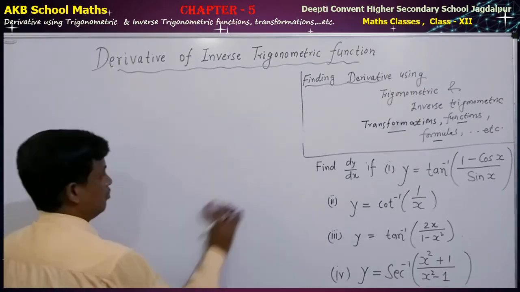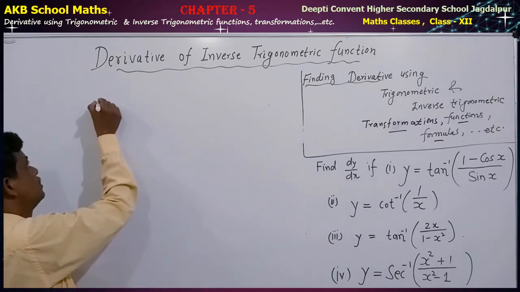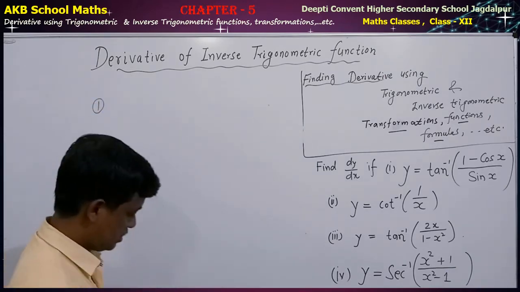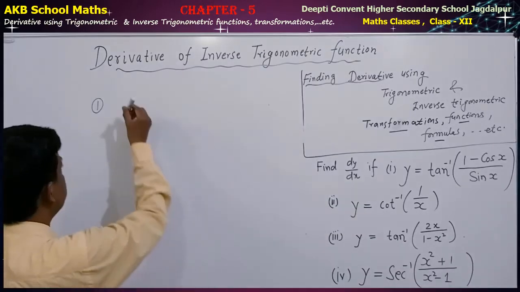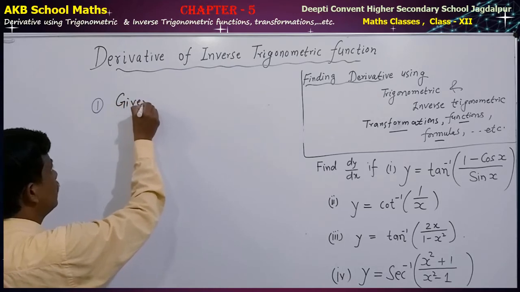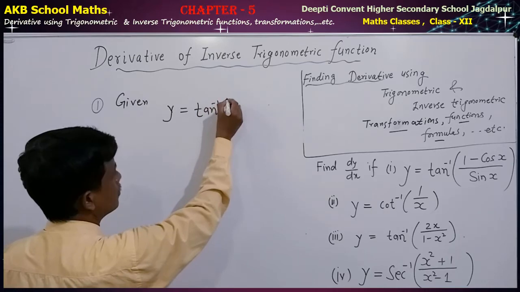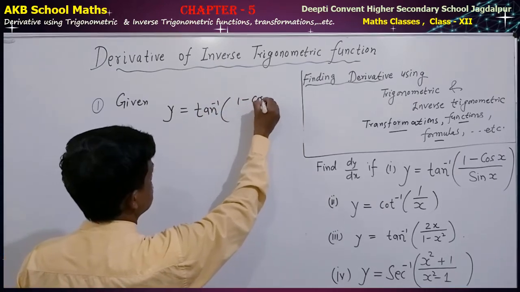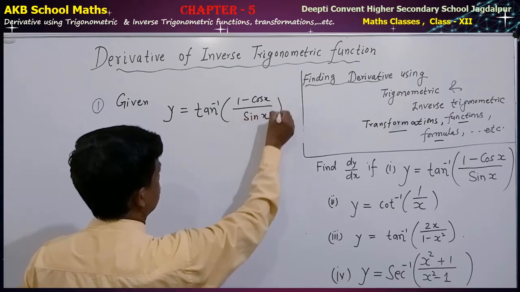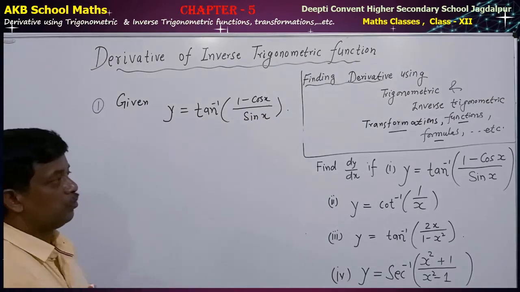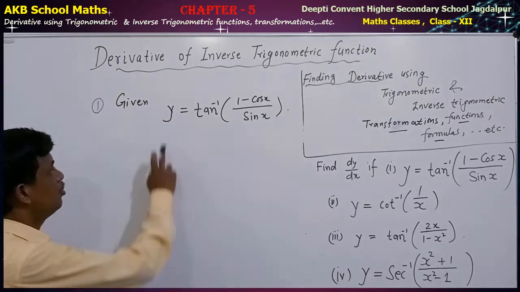Now take the first question. Find the derivative. Question first. What is given? Given y equals tan inverse of (1 minus cos x) upon sin x. We have to find the value of dy upon dx. This is the given function, dy by dx.